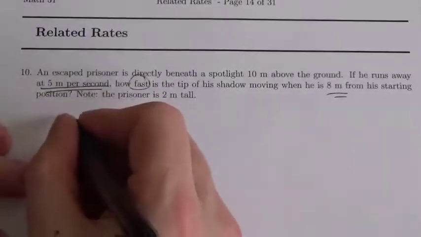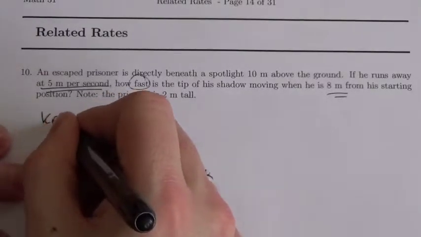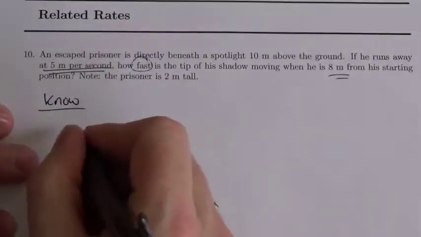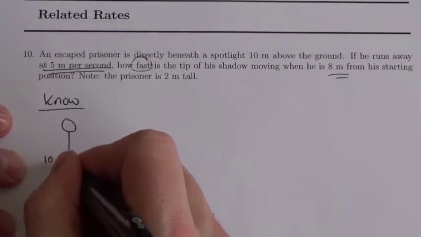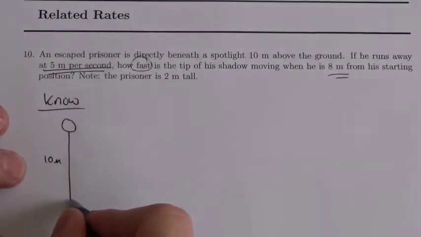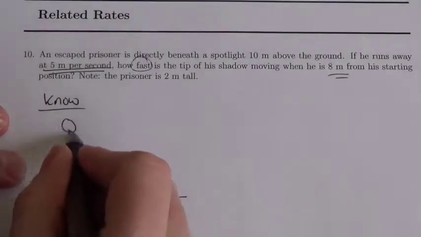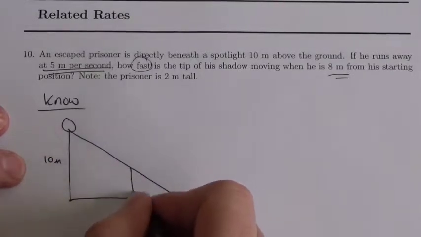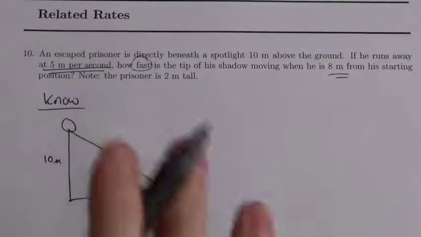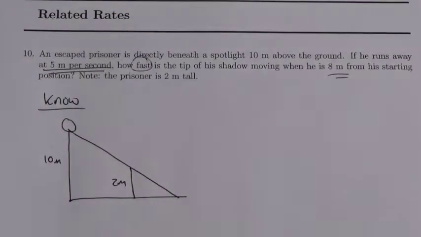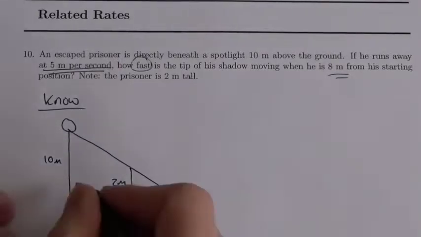Okay, there we go. So let's just take a look at what this scenario is supposed to look like. So we've got the spotlight right here, and it is 10 meters above ground. And then we've got this guy running away, and so he's 2 meters. Now, obviously, my scale is way out of whack, but that's okay. The diagram's there just to give us a sense of the relationship between the variables here.